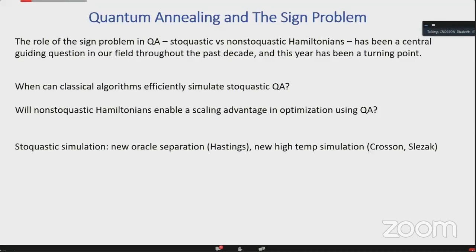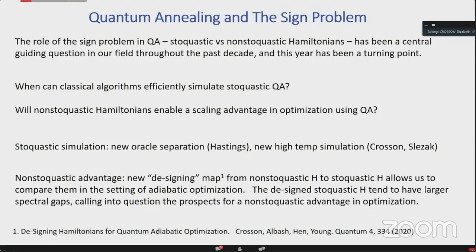So on the topic of stochastic simulation, the main result of the year is this new oracle separation that Matt Hastings just presented. I also want to briefly mention some work that I did with my student on high temperature simulation results. But most of my talk will focus on the second question about non-stochastic advantage.